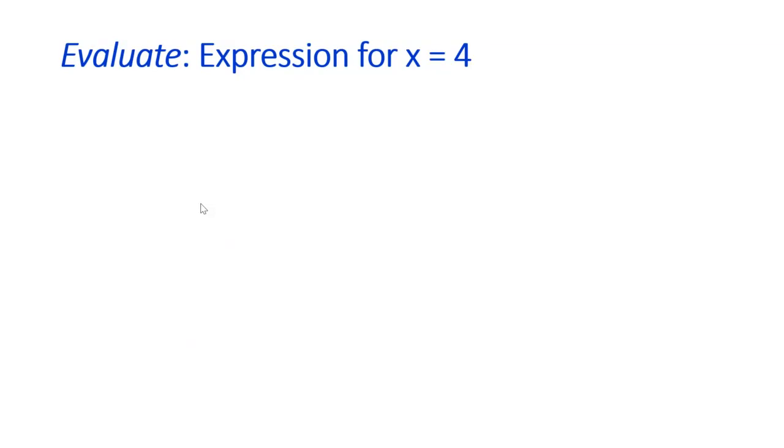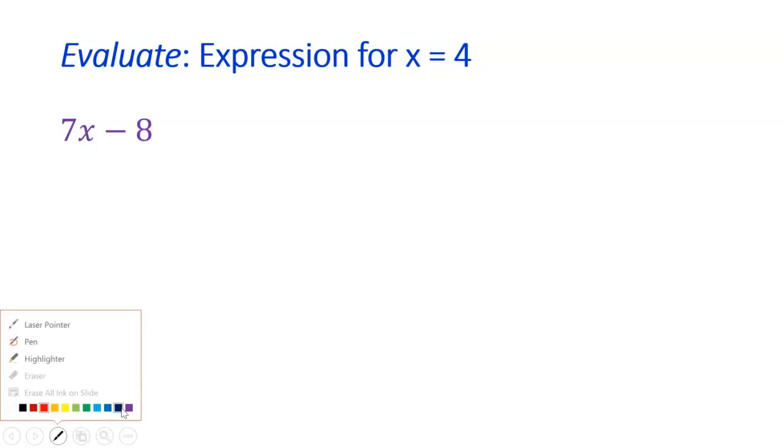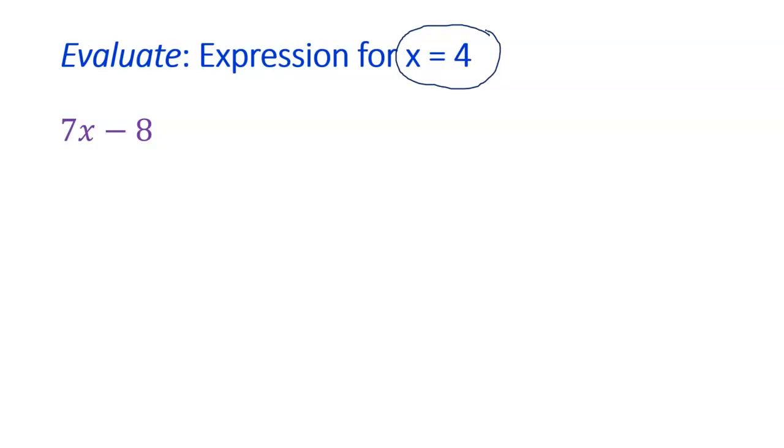Let's look at our first expression. We will evaluate that for x equals 4. Here we have 7x minus 8. Let me get my pen. What you have to do is, x equals 4 is given to you. Wherever you see the x, you have to replace that with number 4. You must watch the video prior to this one about the order of operation.